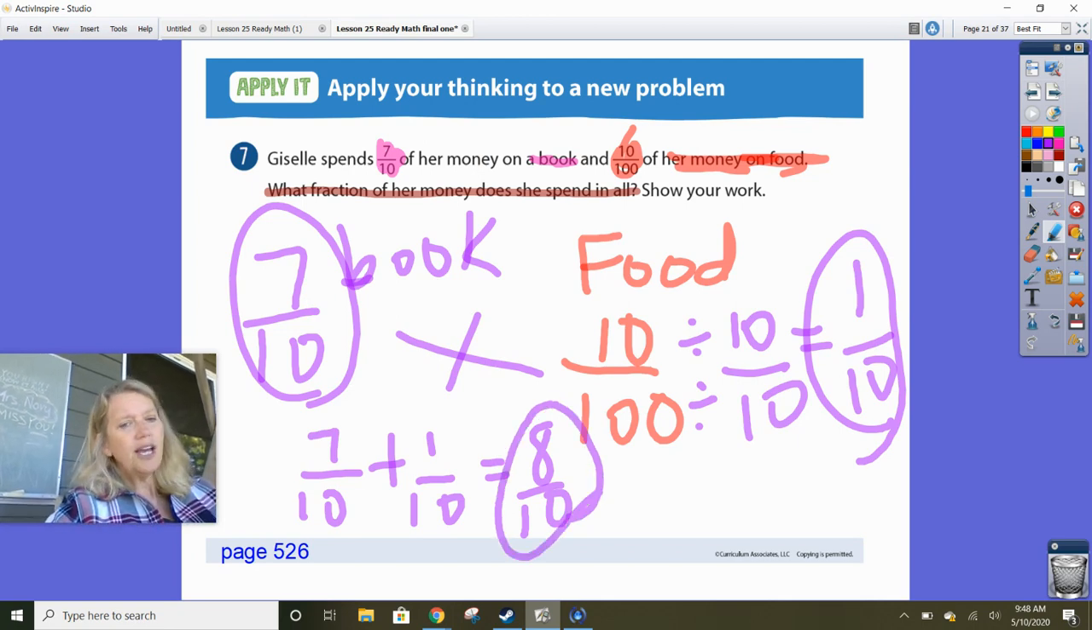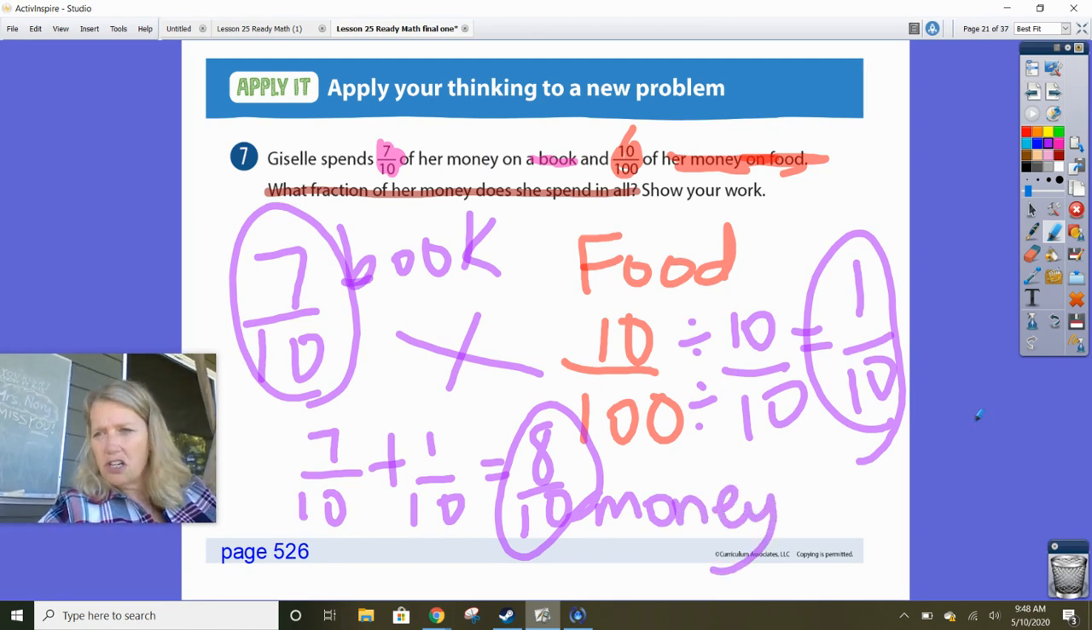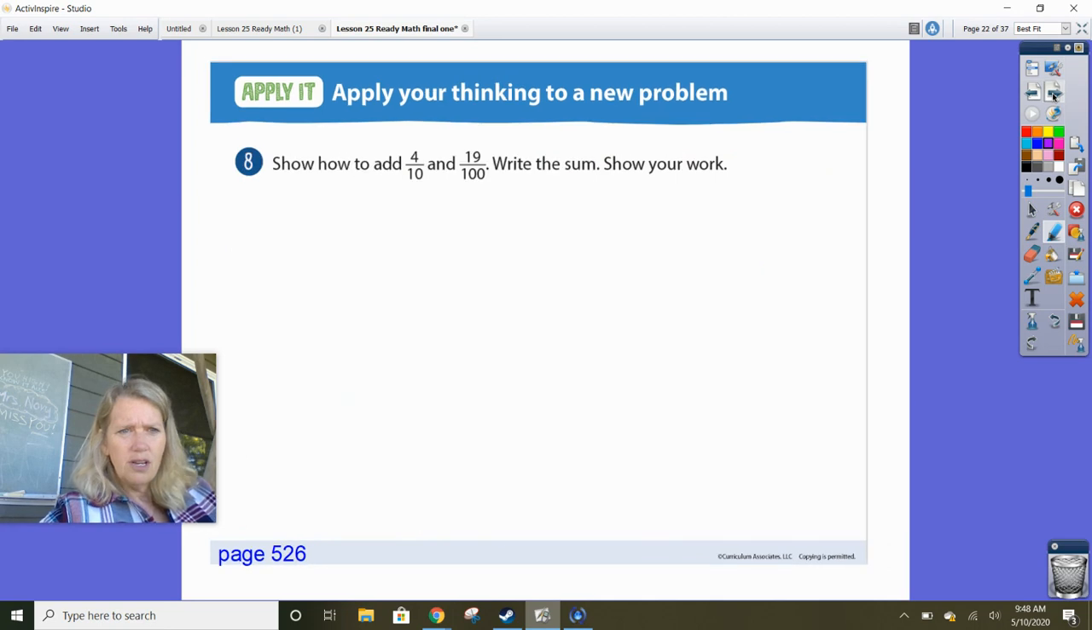We don't know how much money she has, but again, it doesn't matter because what we're trying to find out is what fraction of her money. So 8/10 of money. Maybe she had $100. Maybe she had $10. We don't know. We do know you can't buy much with 10% of money. It has to be a pretty good pile. Next one. Show how to add 4/10 and 19/100ths. Write the sum, show your work.